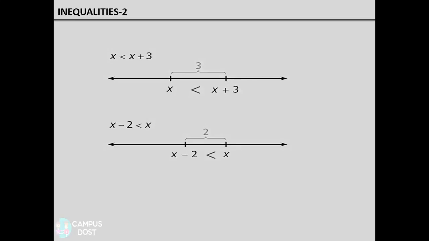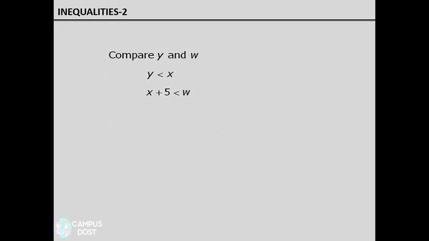Now let's combine some of our techniques to compare the values of y and w if we are told that y is less than x and x plus 5 is less than w. So given this information, what can we conclude about the relationship between y and w? Well, one approach is to first recognize that x must be less than x plus 5 for the reasons we just examined. At this point, we have x plus 5 in both inequalities.